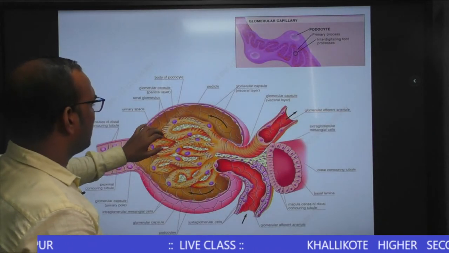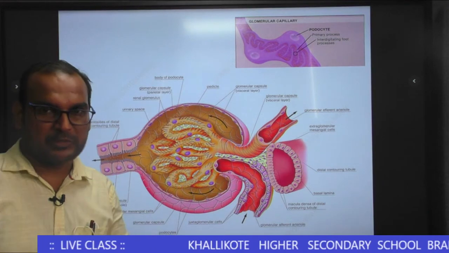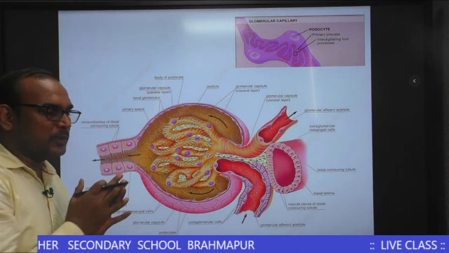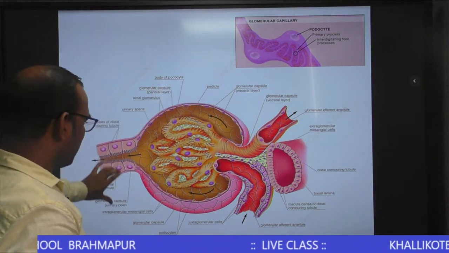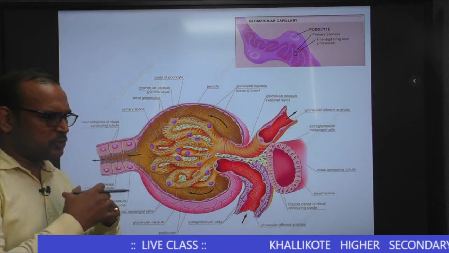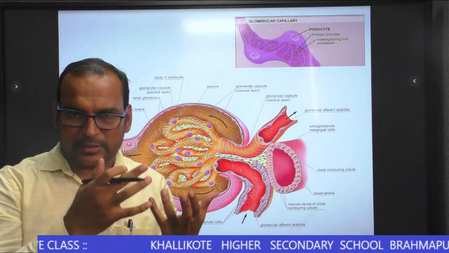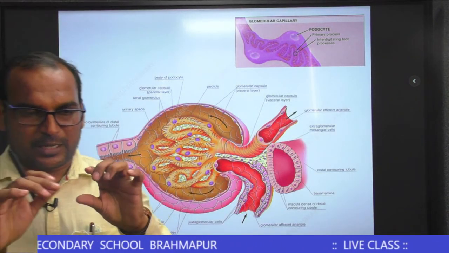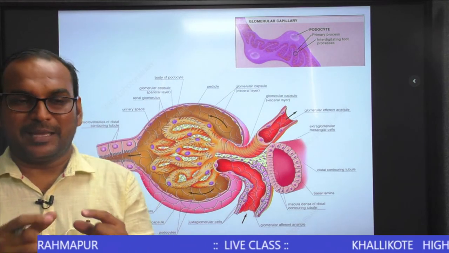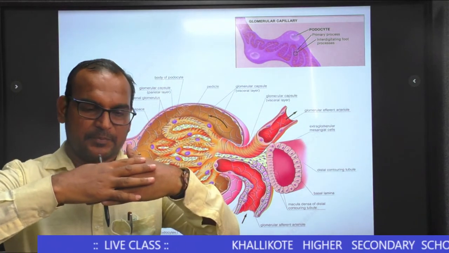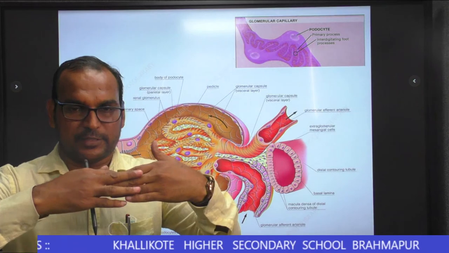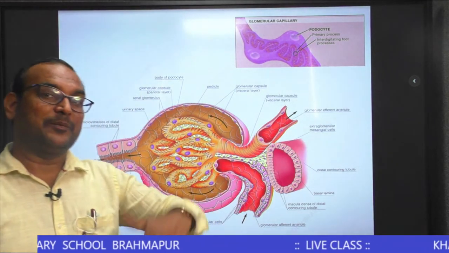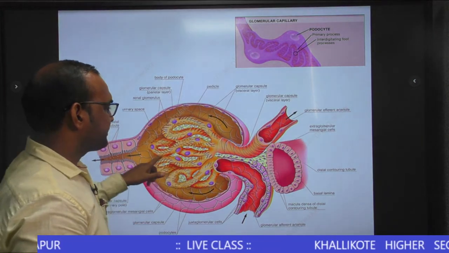Then let's see the Bowman capsule, glomerulus, the total renal corpuscle structure. Here you see, this is the glomerulus, the Bowman capsule is the capsule-like structure covering it. The glomerulus is nothing but the capillary, I told you. The capillaries are provided with endothelium, and the endothelium is modified epithelium, modified to form overlappings, and it also has more porosity, more leaks, so that the excretory material can be exchanged, collected and excreted out. So that is what we will see here.